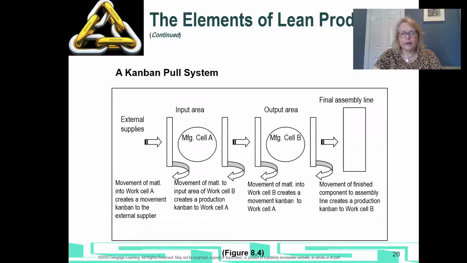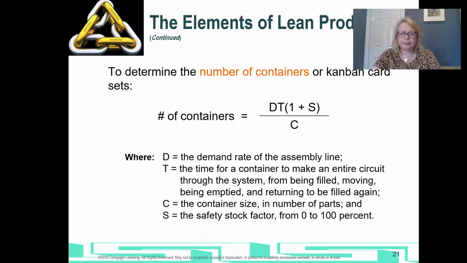It's from figure 8.4 in the book that shows you how a Kanban system works from manufacturing cell A to manufacturing cell B to the final assembly line. So everything on the final assembly line is pulling from cell B, which is pulling from cell A, and cell A is pulling from the raw materials or the external supplies. Each one of these would have a Kanban signal to tell the system that the final assembly line is ready to pull from cell B, cell B is ready to pull from cell A, and cell A is ready to pull a kit of supplies so that they can begin manufacturing in their cell.